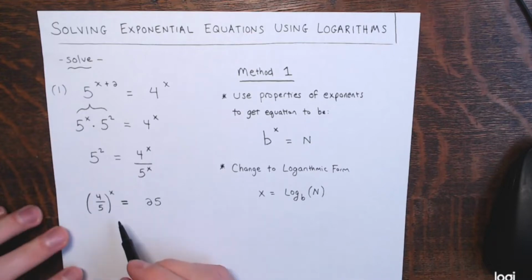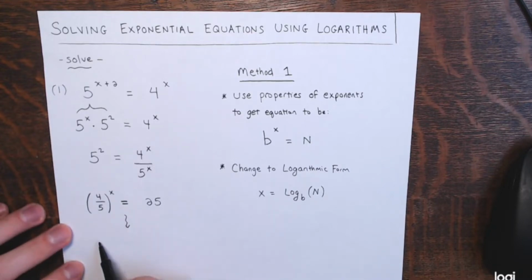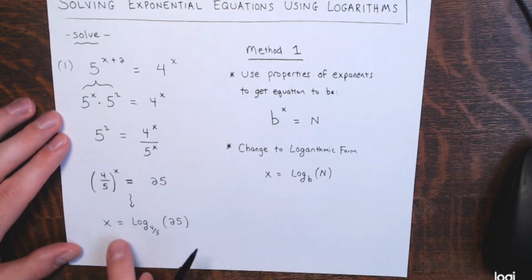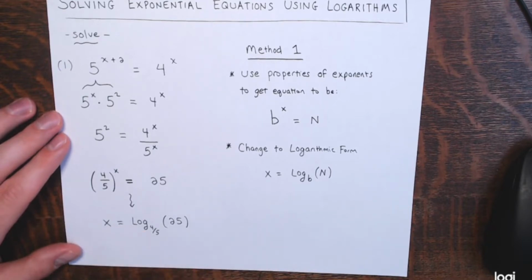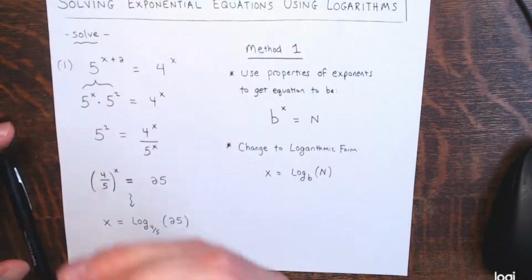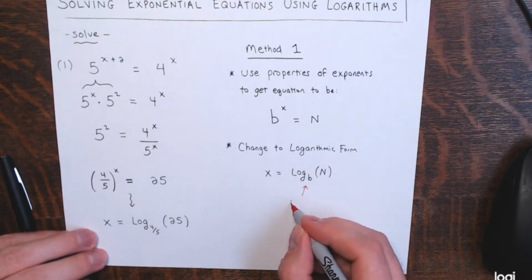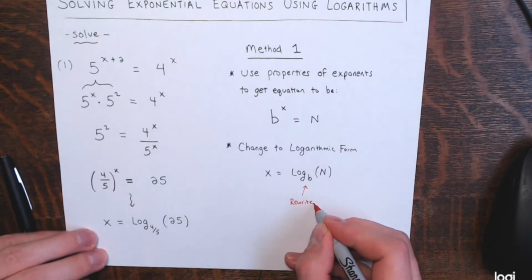So I change this to log form, x equals. Now this would be a logarithm with a base of 4/5 of 25. And that's it. That's my solution. I've solved for x. Now, you may wish to use the change of base formula if you want. You can rewrite this if you wish.